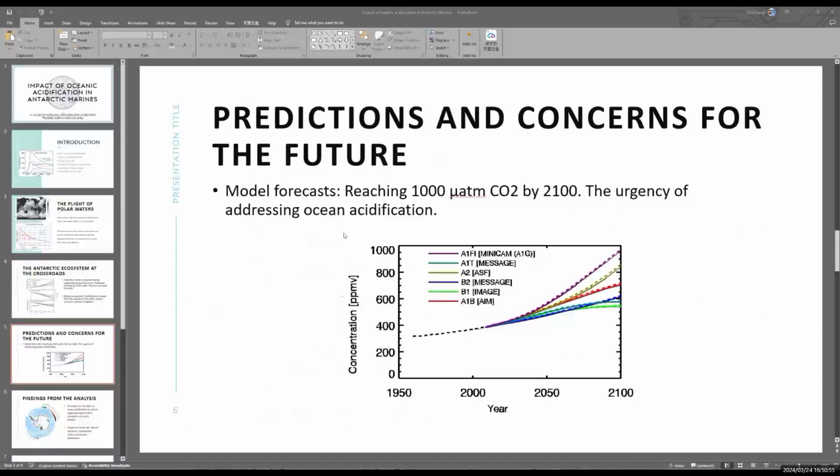Next, we'll talk about predictions and concerns for the future. Comparisons across latitudes bring the issue into a sharper relief. While the Antarctic confronts an immediate crisis, studies show that low latitude waters are also not immune. A drop in pH from the pre-industrial level of 8.17 to 7.77 is on the horizon by 2100, corresponding to carbon dioxide concentrations nearing 930 μatm, as delineated by Hurd et al.